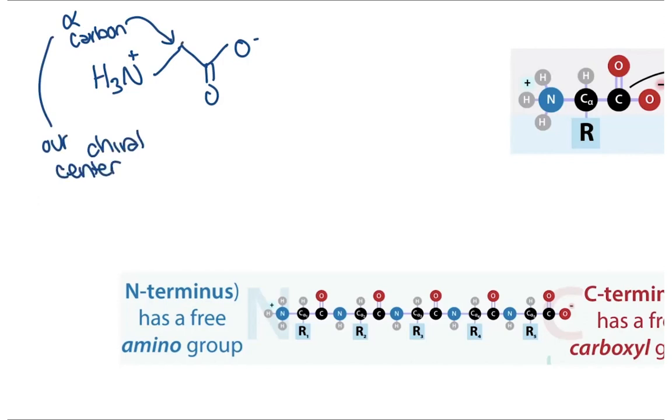So remember that we can use a wedge to show that something is coming out at us. And so this would be our R group coming out at us. And then going back, we would have a hydrogen. Right now, we are drawing basically this carbon right here. This is our alpha carbon. So it's attached to the R group, it's attached to the carboxylic acid, and it's attached to the amino group.